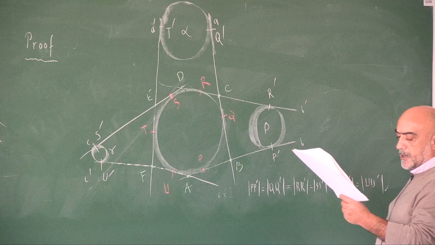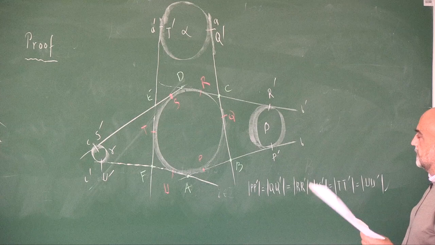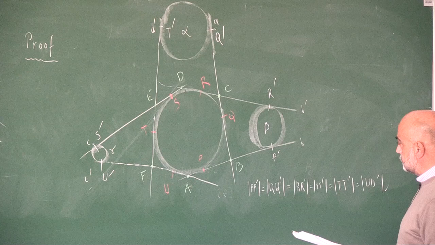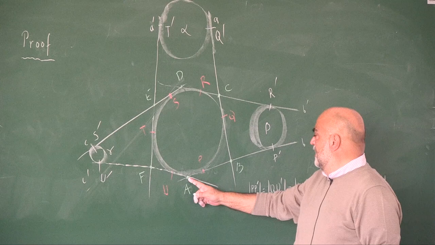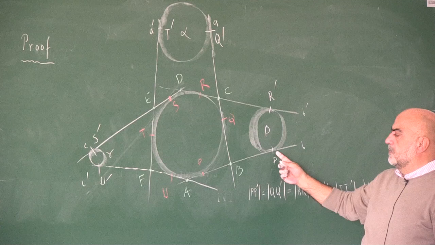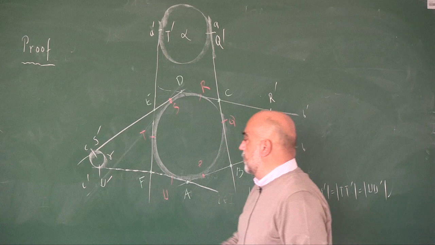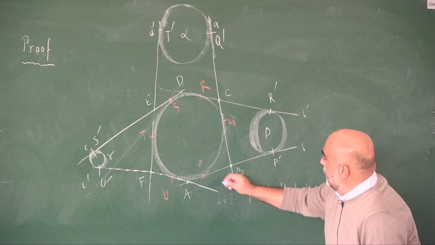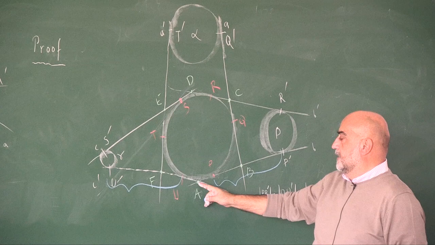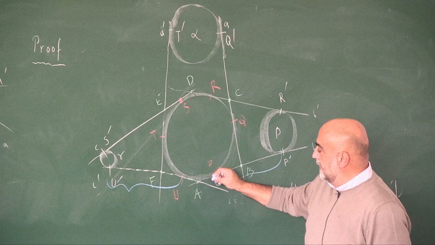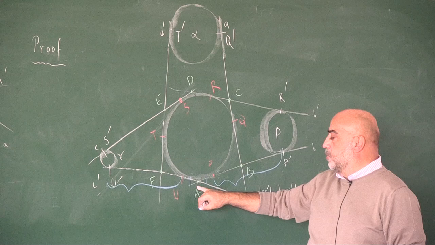So it is there. Well, once you have done this, then you look at the following situation. You see, the point A, its power with respect to beta is of course the square of AP prime. And its power with respect to gamma is AU prime. But you see, PP prime and UU prime have the same length. Besides, the line segments AP and AU being the line segments tangent to the same circle and emanating from the same point, they are equal in length.